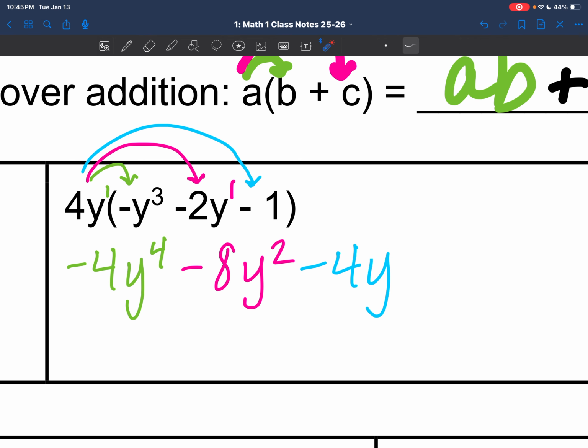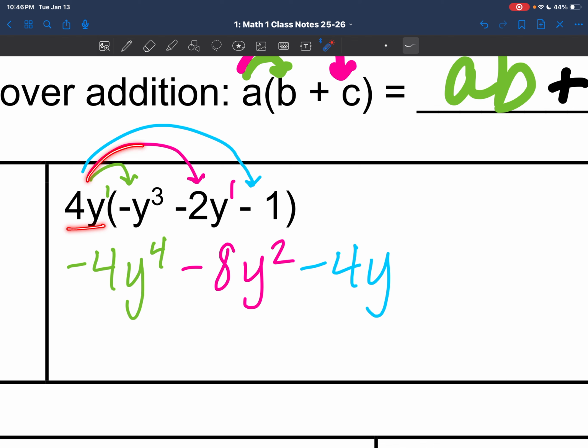Now this one, watch out, again, you do have negatives in here, but we're still going to take this and multiply it to each term inside. Now remember, this is y to the first power when you're multiplying, so we're going to take this times negative, think of it as like negative 1. So you got 4 times negative 1, which is negative 4, and then y to the first and y to the third give you y to the fourth.